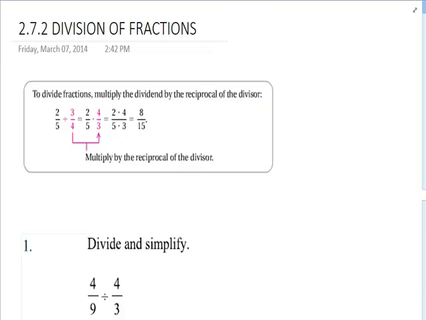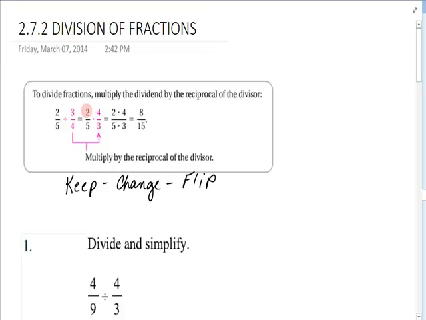So something else that you might try to just remember is that for division, you're going to keep, change, flip. And by that I mean you're going to keep the first fraction, and that's the dividend. You're going to change the operation from division to multiplication. You're going to flip or use the reciprocal of the divisor.